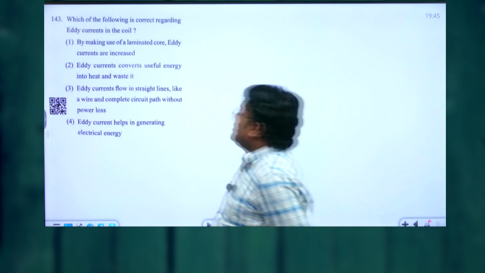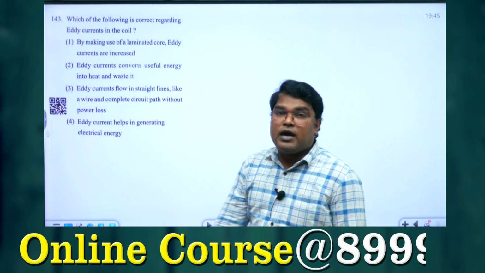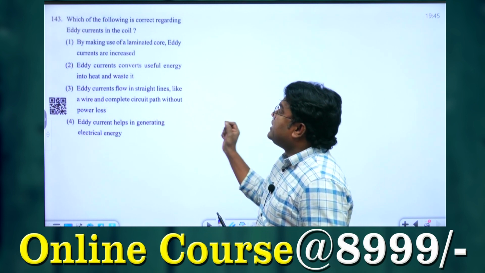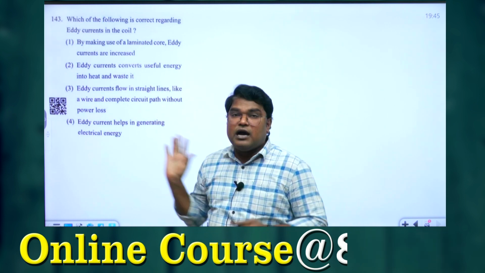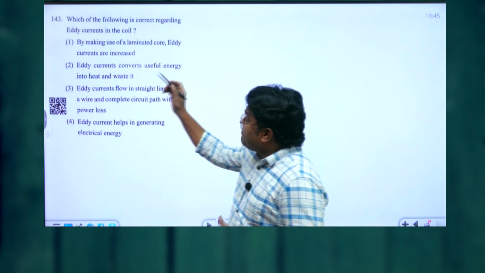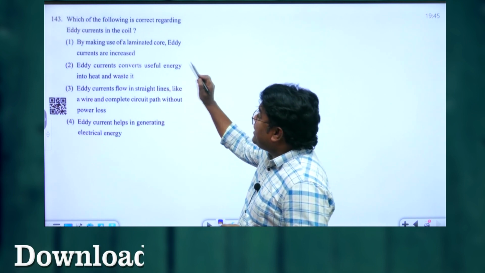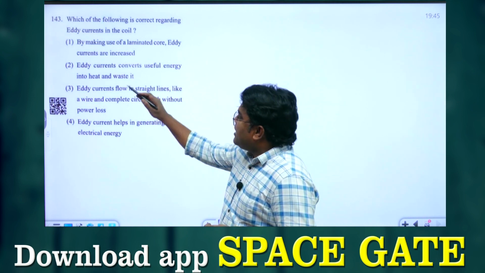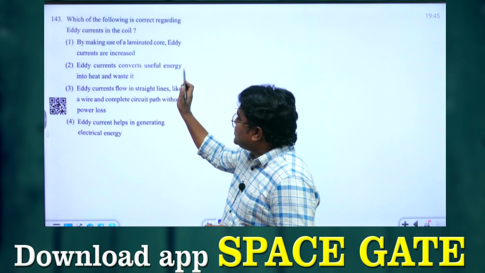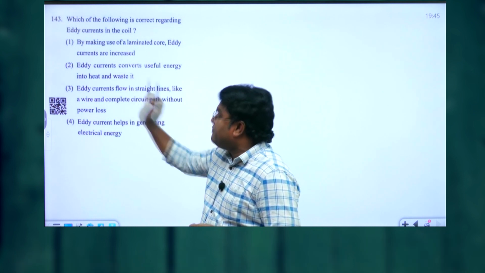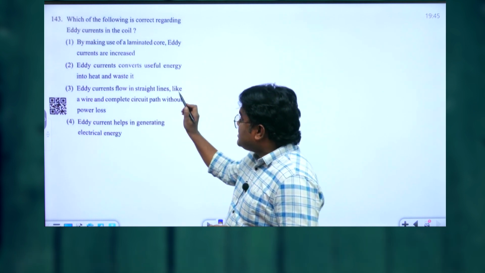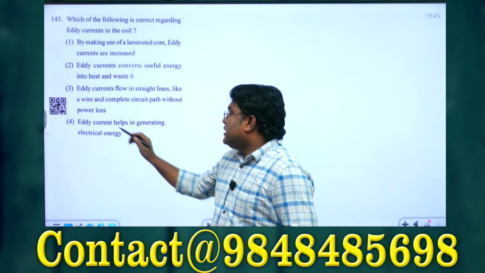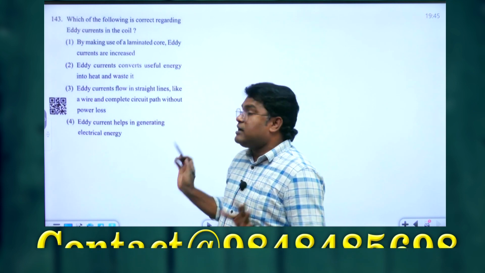Now let us solve another question. This question belongs to the concept of eddy currents. Which of the following is correct regarding eddy current losses in the coil? Option A: by making use of a laminated core, eddy current losses are increased. Option B: the eddy current converts useful energy into heat and waste heat. Option C: eddy current flows in a straight line like a wire, completing the circuit path without power loss. Option D: eddy current helps in generating electrical energy.